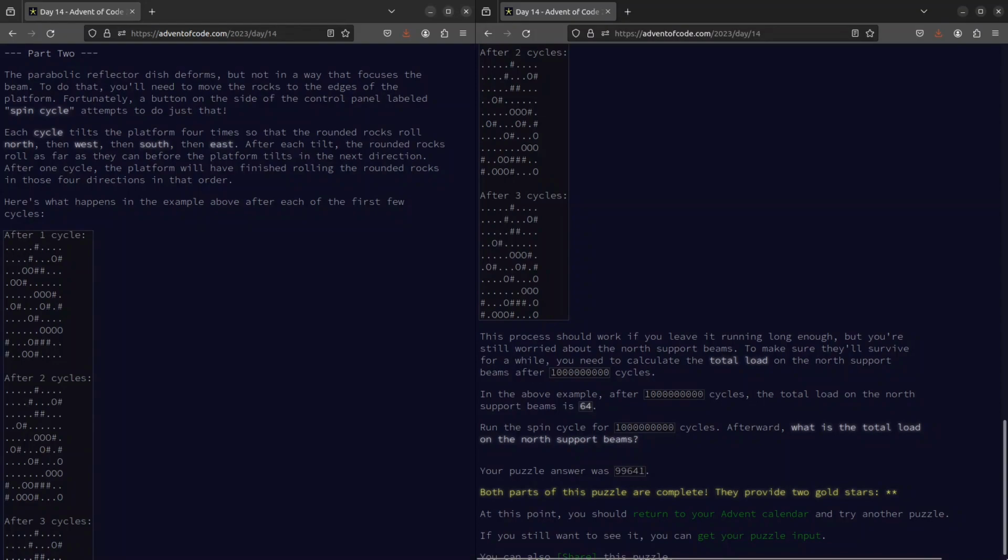The twist for the second part is that we must find the total load on the north support beams after 1 trillion cycles. Each cycle tilts the platform 4 times so that the rounded rocks roll north, then west, then south, then east. After each tilt, the rounded rocks roll as far as they can before the platform tilts in the next direction.